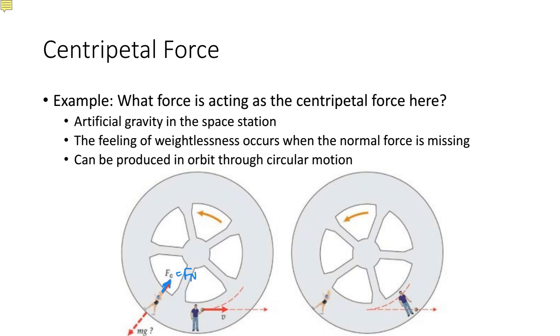And that's going to create the feeling of weight, the feeling of artificial gravity, because weightlessness occurs when your force normal is missing. So if you can supply that force normal through the spinning motion of the object, you can create artificial gravity in space.